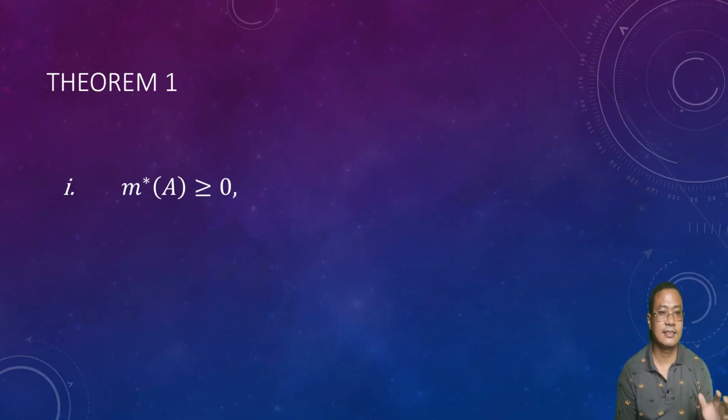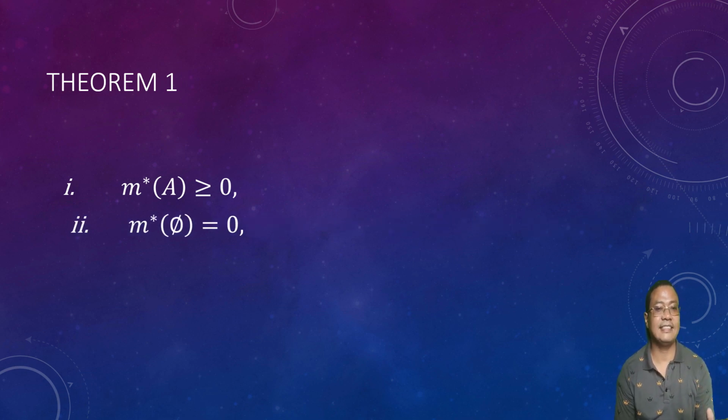Just using the definition, let us now try to prove some elementary but very important fundamental theorems that we are going to use in the further development of the theory. So theorem number 1: the outer measure is never negative. Outer measure of any set is never negative. And number 2, the outer measure of the empty set is equal to 0.